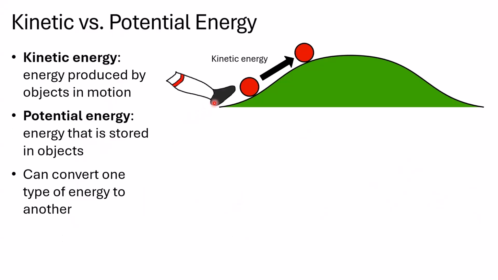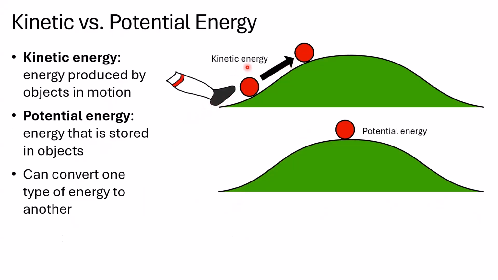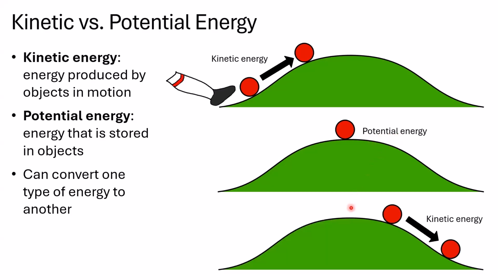For example, if we kick a ball up a hill, the ball is moving by kinetic energy. Now that it is up on the hill, some of the energy that was used to move it is stored inside of it as potential energy. If we give the ball a little push to roll it back down, it will release the potential energy that was stored as kinetic energy again.